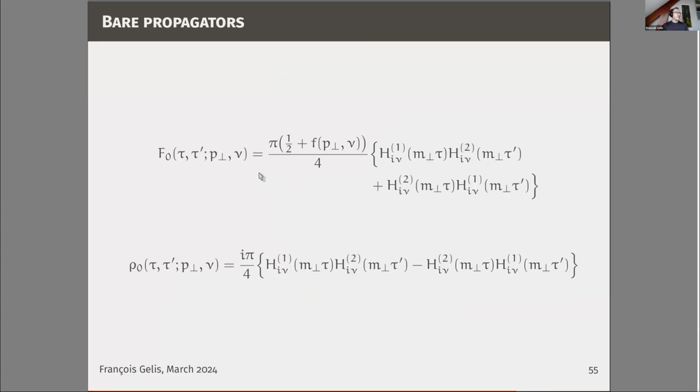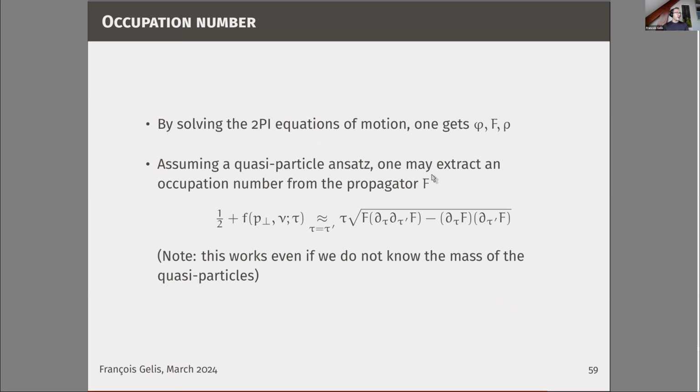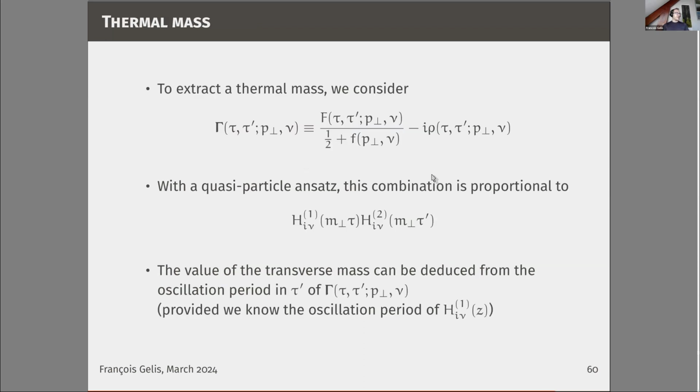This you can see fairly easily starting from this formula here, for instance. All you need to know is the Wronskian of the Hankel functions, which is simple. And the beauty of this formula is that it gives you the occupation number even if you don't know the mass of the particles. This is particularly useful because you have a high density of matter in this problem. Most likely the masses of the particles will be dressed by thermal corrections, and you don't know what they are at this point. So having a way to extract the occupation numbers that doesn't rely on knowing the mass is handy. We can also extract the thermal mass.